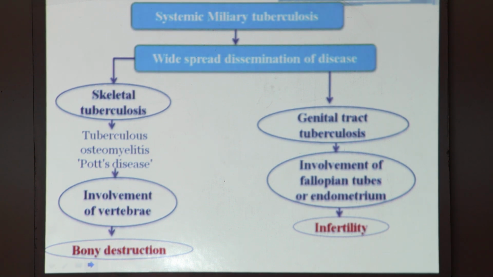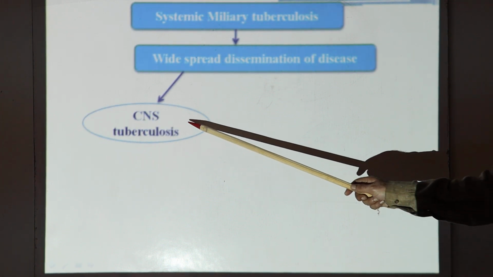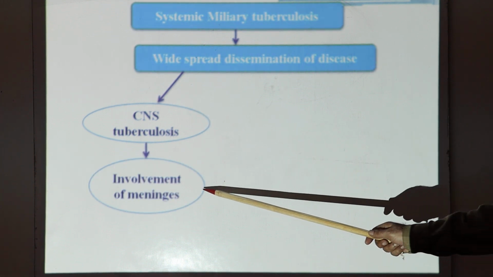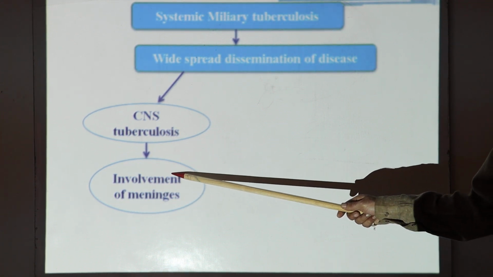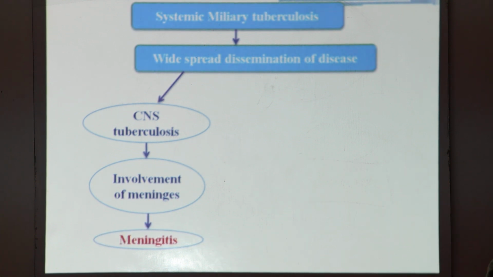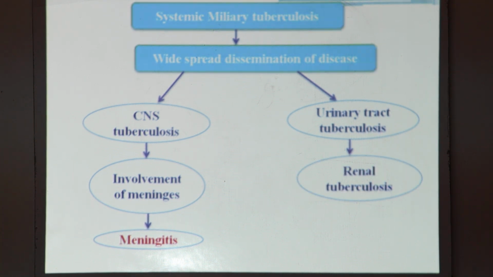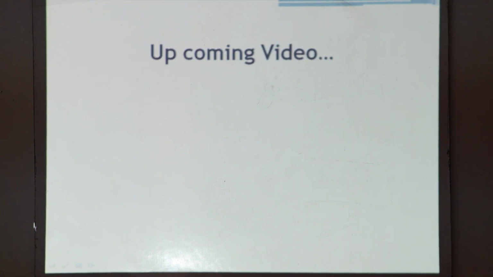Then, systemic miliary tuberculosis can also go into the brain or the CNS. Then it can cause infection of the meninges. Meninges, you know, are the coverings of the brain and the spinal cord, and it may lead to meningitis. It may also cause infection in the urinary tract. It may cause involvement of the kidney, renal tuberculosis, which may cause renal failure. So this is all about tuberculosis in the first part.